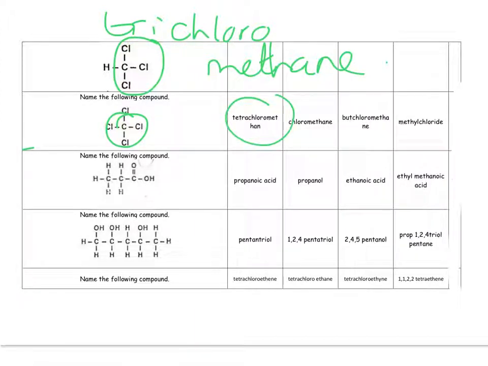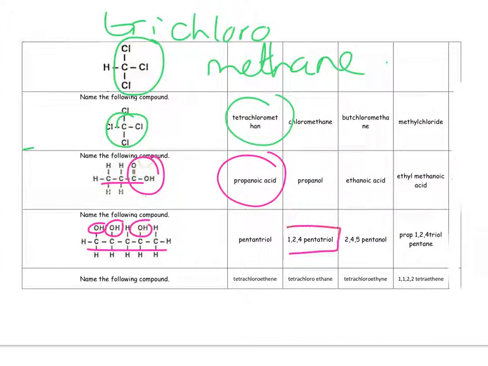Name the following. Here we have got 3 carbons in a chain, and we've got the carboxylic acid group, so it's propanoic acid. And over here we've got an alcohol group, an alcohol group, and an alcohol group on a 5 chain. So it's pentanetriol, but we need to give the address of those OH groups. So it's 1, 2, and 4.